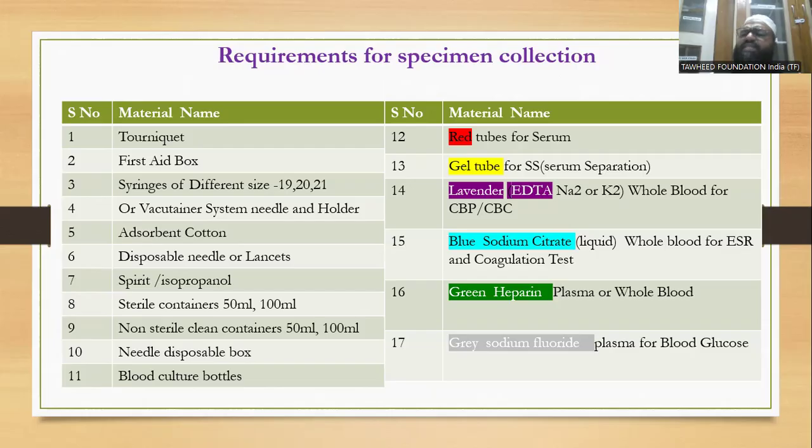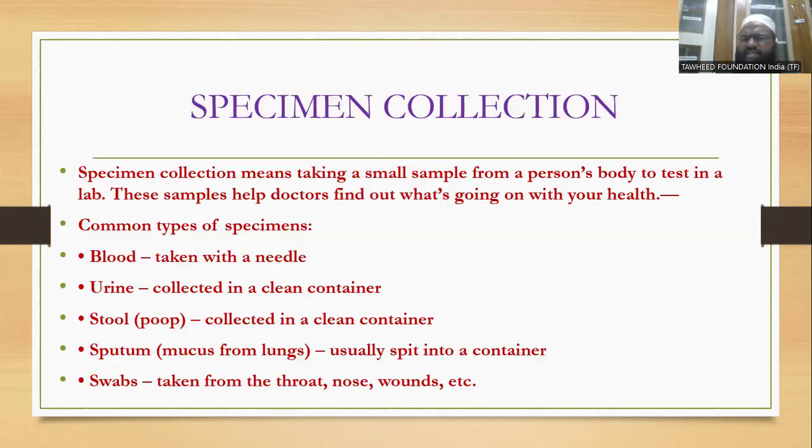For ESR, sodium citrate samples are used, but a few companies provide black color tubes, black cap tubes. Coming to green, heparin plasma or whole blood, and gray, sodium fluoride plasma for blood glucose. These are the tubes we should have in a phlebotomy area. Next, coming to specimen collection.